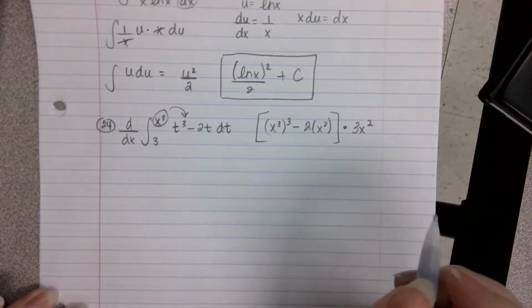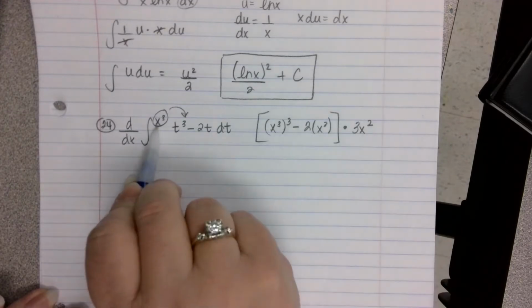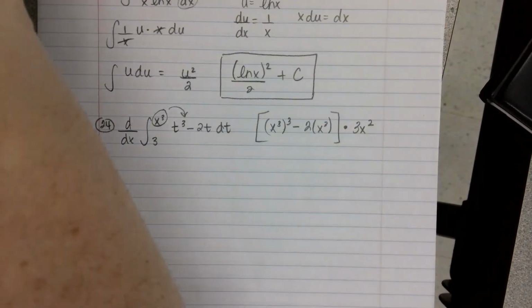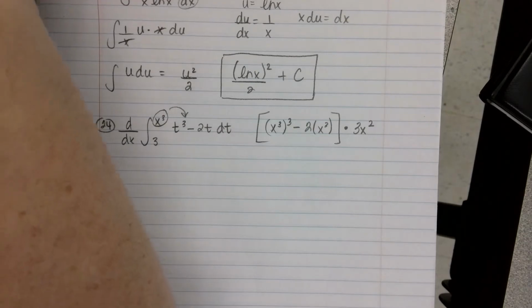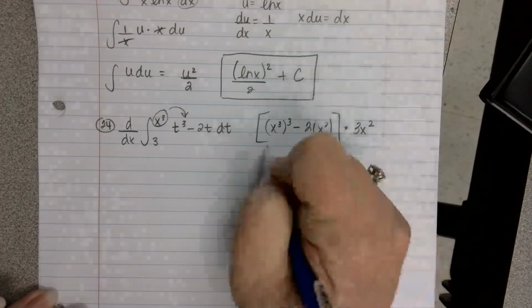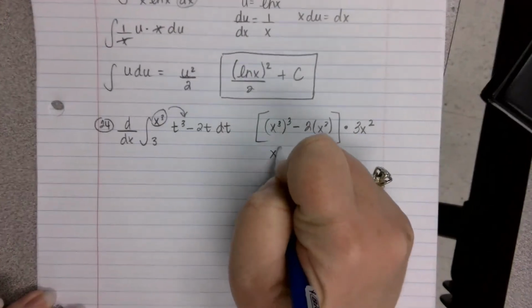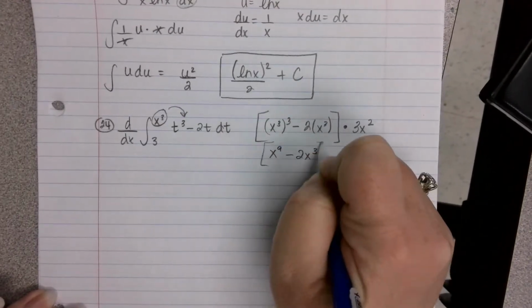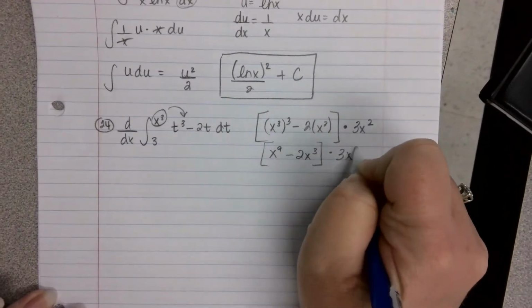The reason you have to multiply it by the derivative of that is because it wasn't just x. If it were just x, then it would be fine. We'd just be multiplying by 1, which we don't write down. But since it is something bigger than x, then we have to multiply by the derivative. So this becomes x, 3 to the 3 is the 9th. This is minus 2x cubed. And then you're going to have the multiplication by 3x squared.